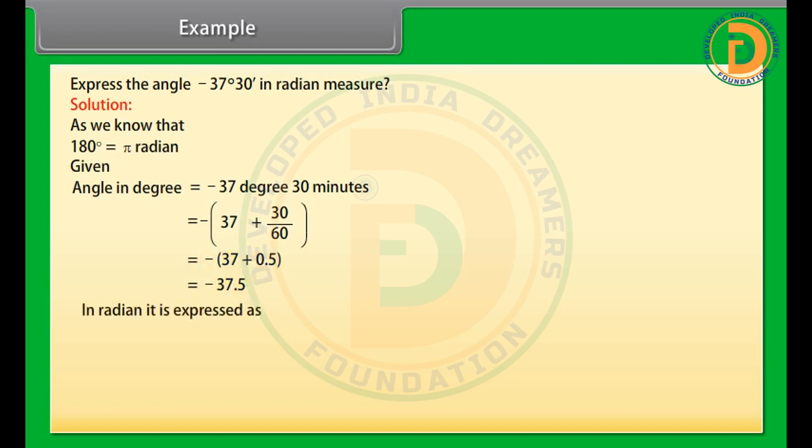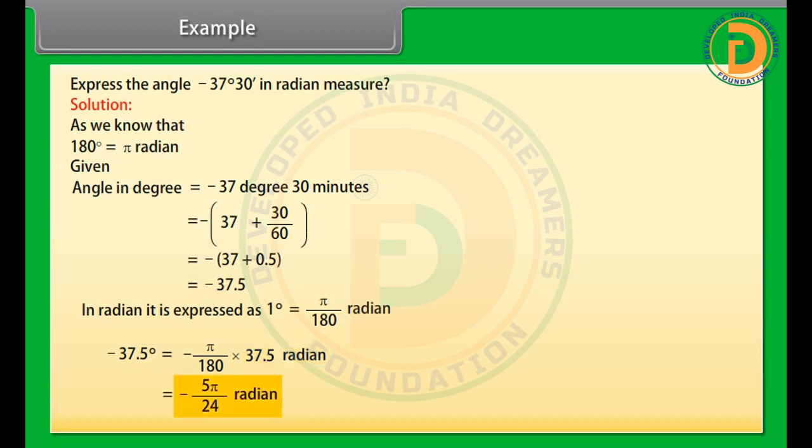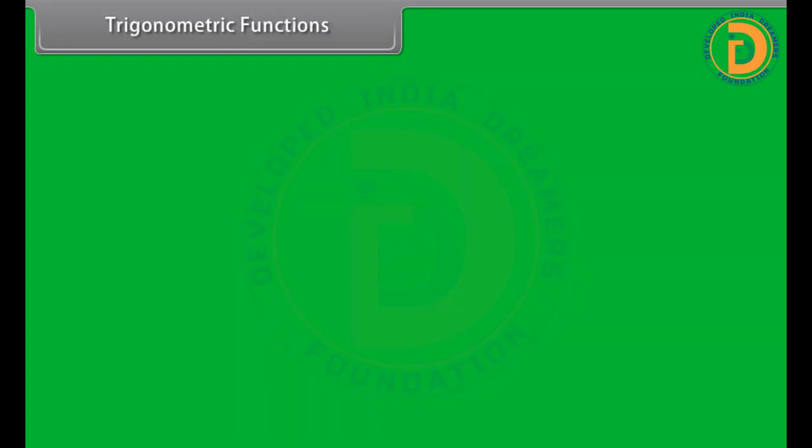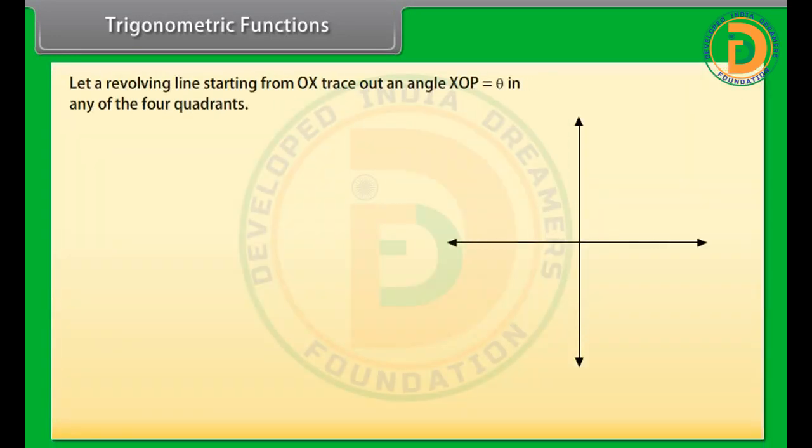In radian, it is expressed as 1 degree is equal to pi by 180 radian. Minus 37.5 degrees is equal to minus pi by 180 into 37.5 radian, which is equal to minus pi by 24 radian. Trigonometric functions. Let a revolving line starting from OX trace out an angle XOP equal to theta in any of the 4 quadrants.